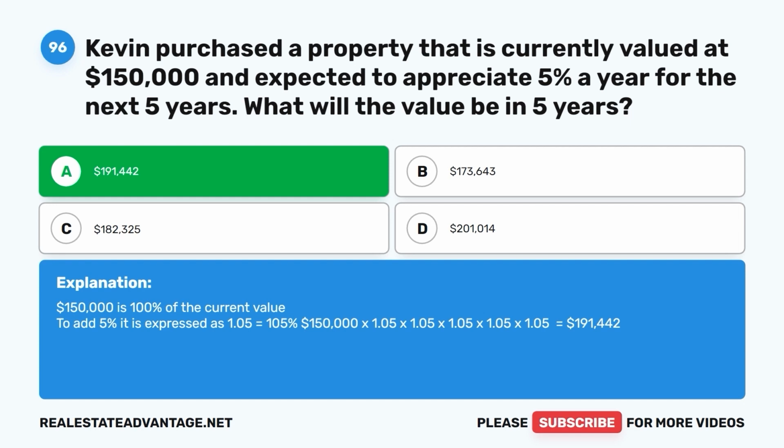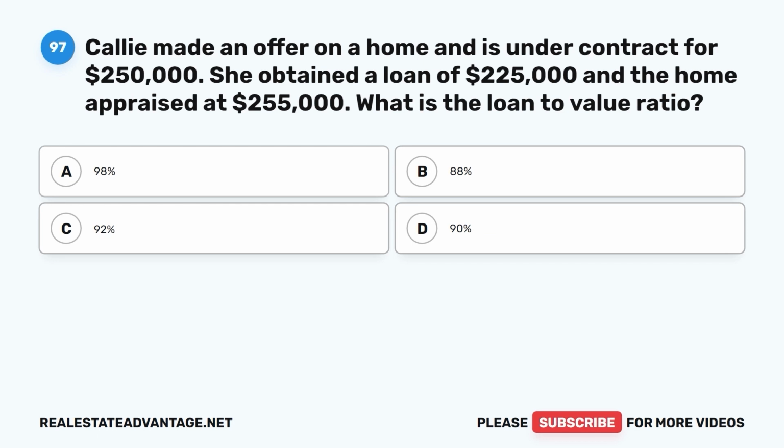$150,000 is 100% of the current value. To add 5%, it is expressed as 1.05, equals 105%. $150,000 times 1.05 five times equals $191,442.